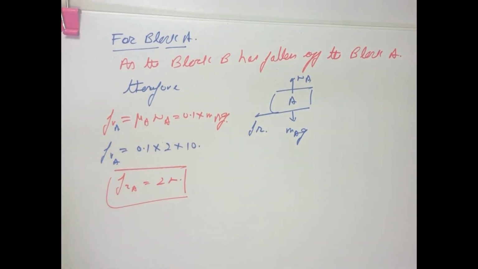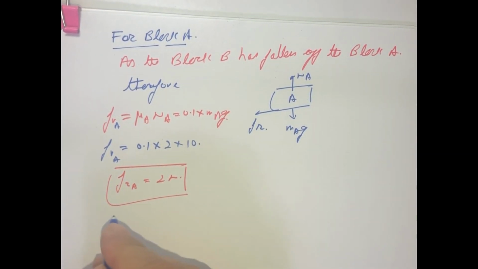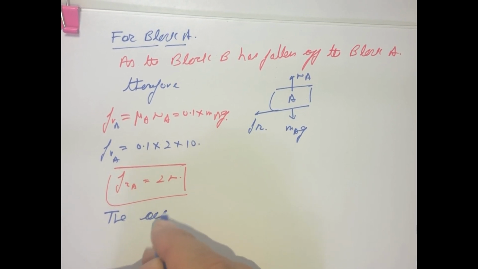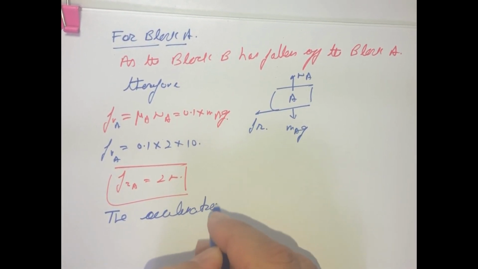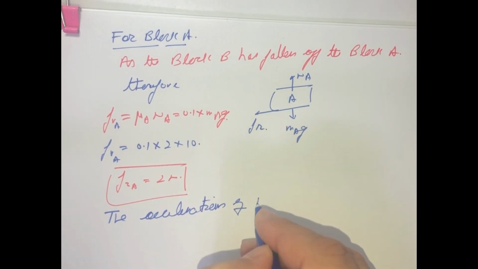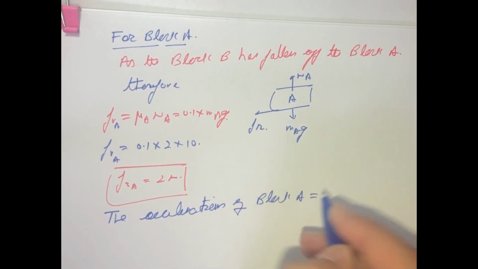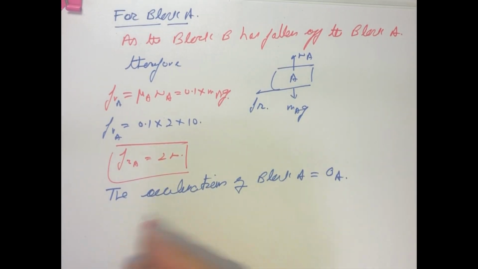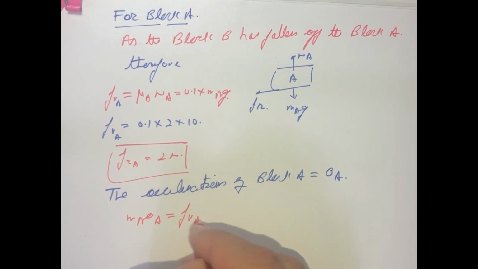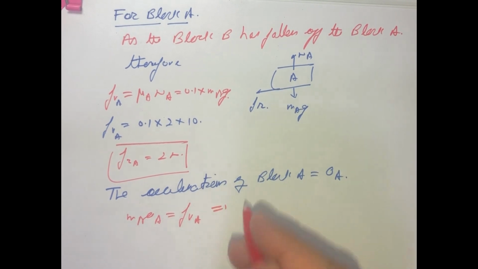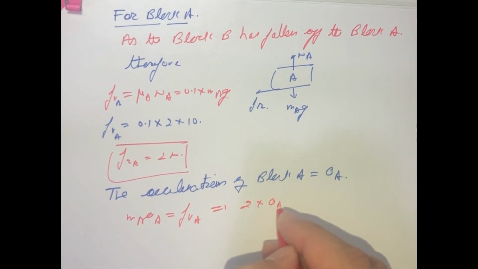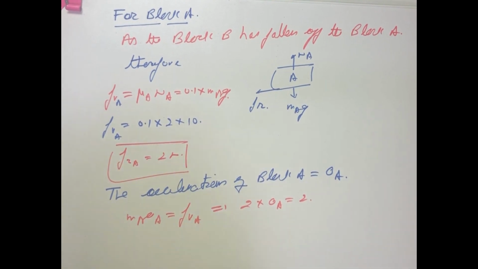And let us say the acceleration of block A is given as AA. So we get MA AA is equal to FRA. It is 2 multiplied by AA, and this is 2 Newton. So we get acceleration of A is equal to 1 meter per second square.